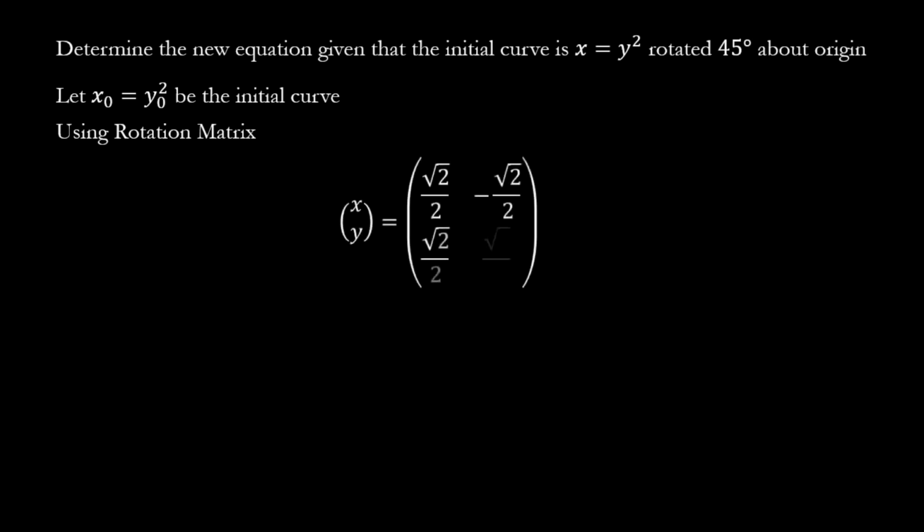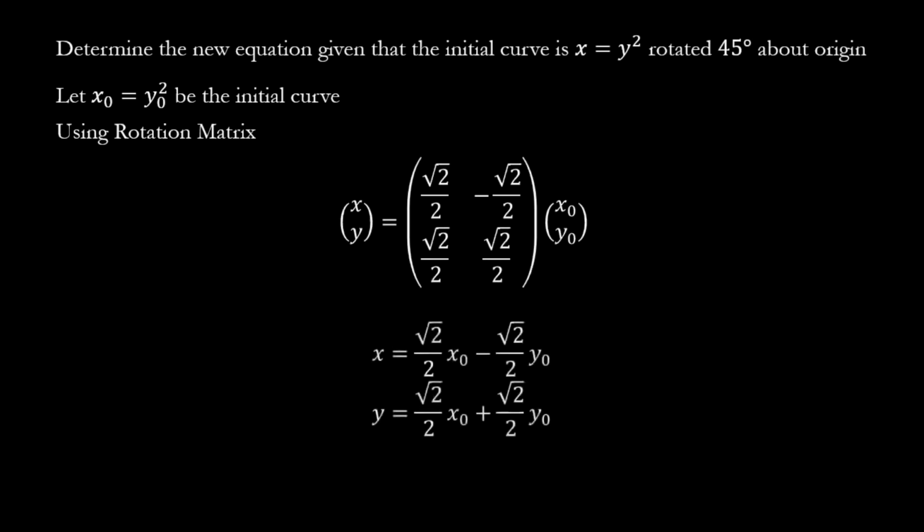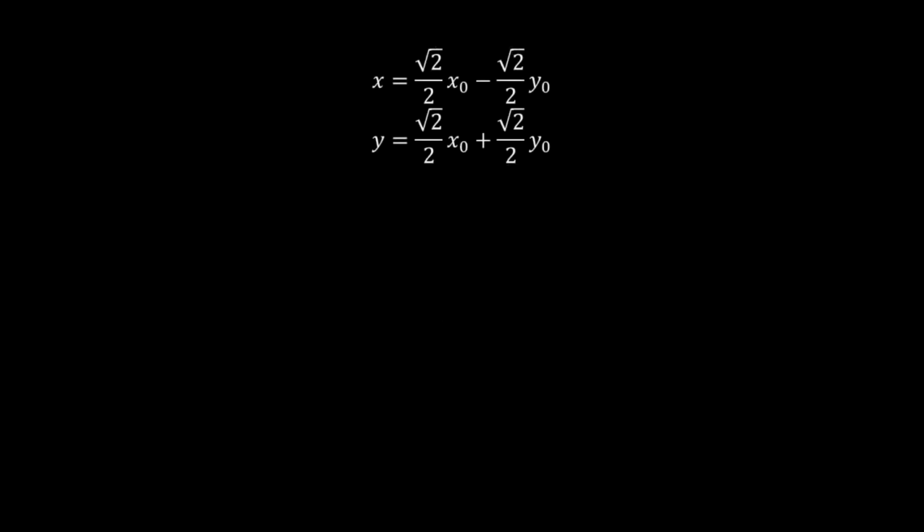Now, sana aware din kayo kung paano mag-multiply ng 2 matrices. So, kapag i-multiply natin tong 2 matrices sa right-hand side, you will get this one, a system of equation. Now, focus tayo dito sa system of equation na to. Now, solve natin yung x naught.